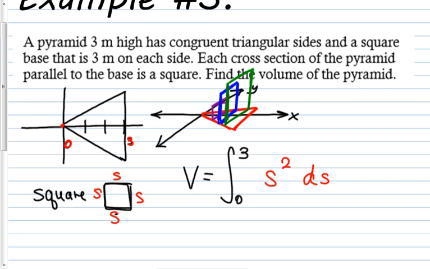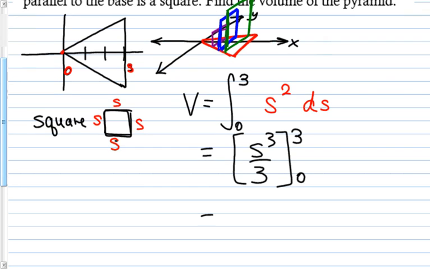All right, so s squared, so integrate: add an exponent, divide by the new one, and then that is getting evaluated from 0 to 3. I plug in 3, I get 3 cubed, so it's 27 over 3. Minus, if I plug in 0, I get 0, so that's 9. The area integrated gets me the volume of the entire pyramid, and it is 9 meters cubed.